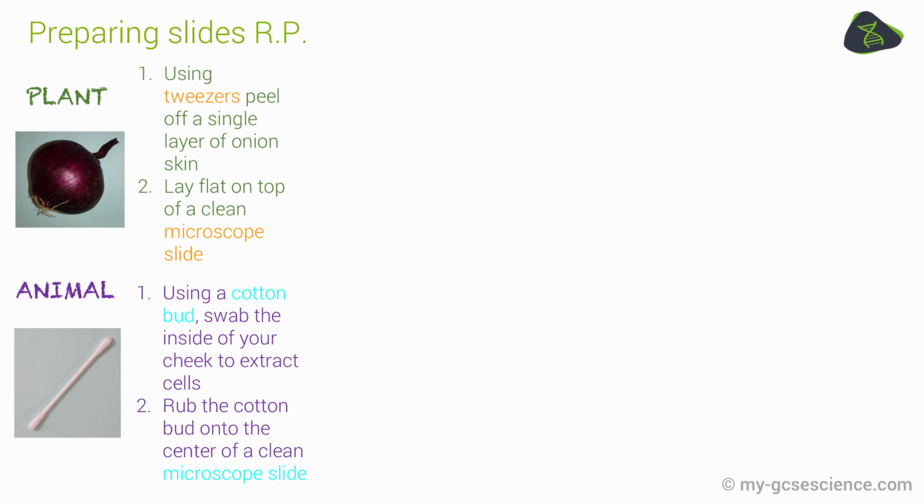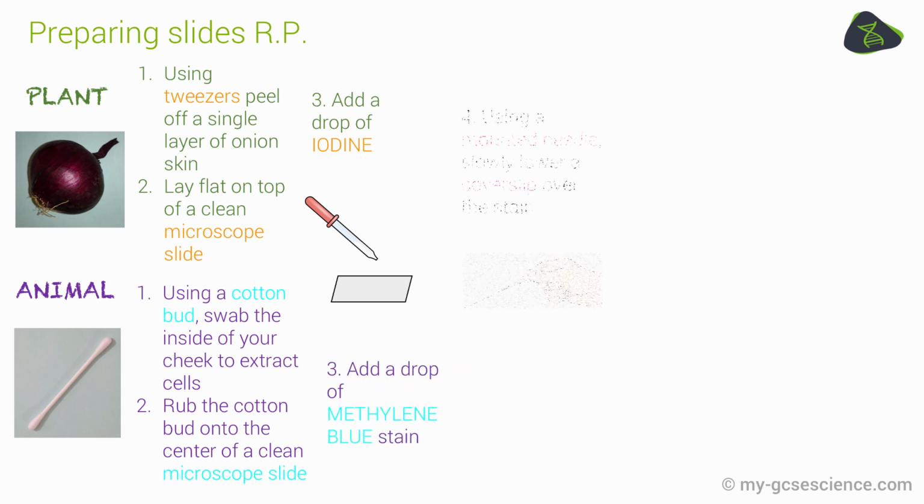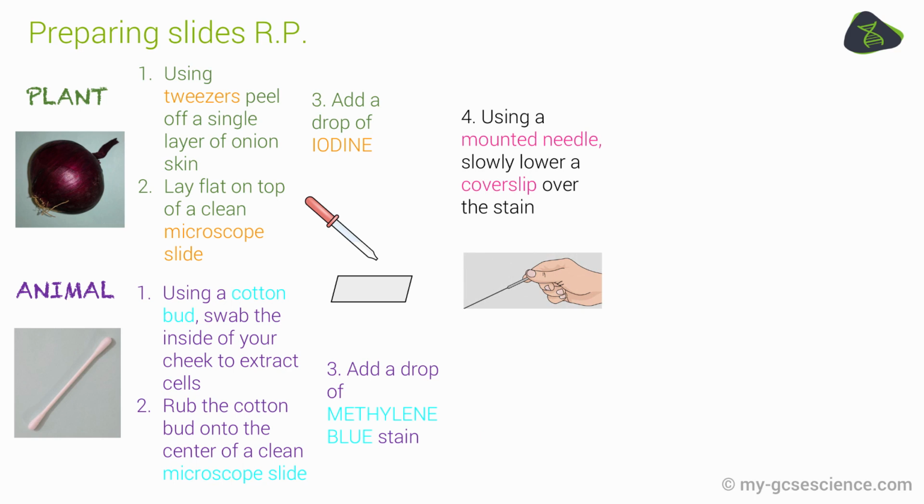With both plant and animal cells, the cells are transparent, which creates a problem when you're trying to view them under a microscope. To overcome this, a stain is used to pick out the features of the animal and plant cells. In the case of the onion, iodine is used as a stain, and in the case of animal cells, methylene blue stain is used instead. In both cases, a mounted needle is used to slowly lower a cover slip over the stain. The cover slip keeps the specimen flat and retains the liquid underneath it, but it must be lowered slowly to avoid any air bubbles getting trapped underneath it.